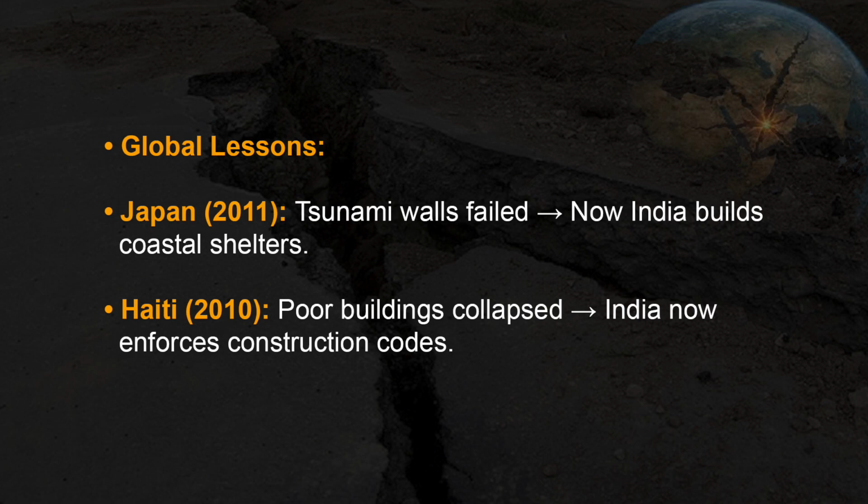Now, after discussing India's instances, let me also discuss lessons from all across the world. And in this regard, the first one is Japan. In 2011, tsunami walls failed. Now, India builds coastal shelters. In Haiti in 2010, poor buildings collapsed. India now enforces construction codes.